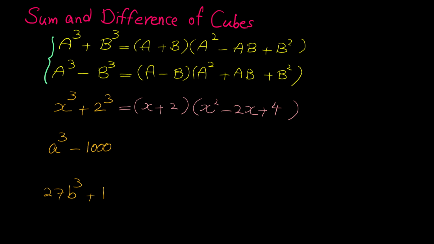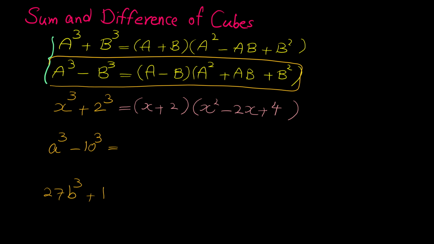Look at the next example. a to the 3 minus 1000. 1000 is 10 to the 3. So this is exactly this identity, a to the 3 minus b to the 3, with b equal to 10.